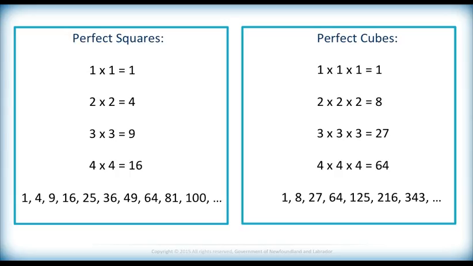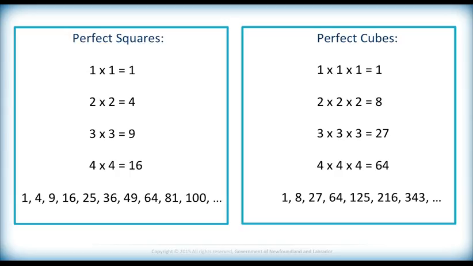Now, first, a perfect square. This was introduced back in grade 9. A perfect square is a number that is multiplied by itself twice. For an example, 1 times 1, 2 times 2, 3 times 3, 4 times 4, and the list continues. This produces our perfect squares of 1, 4, 9, 16, 25, 36, 49, 64, 81, 100, and so on.